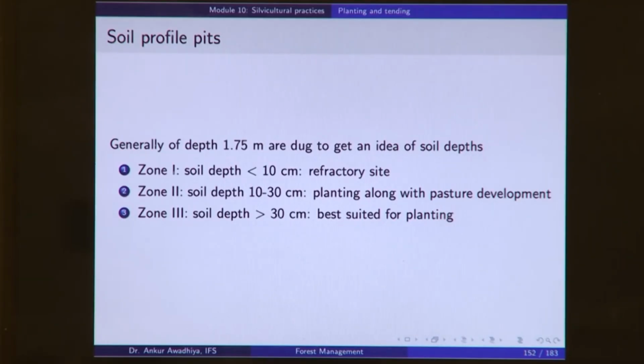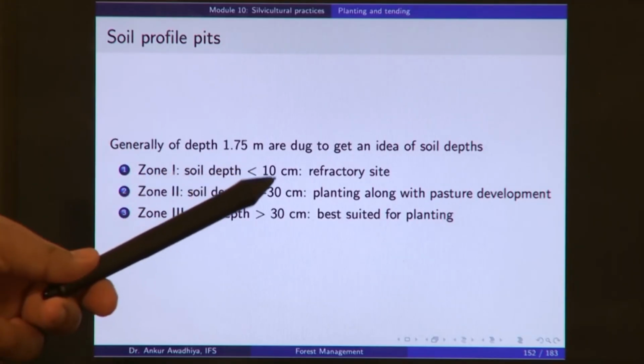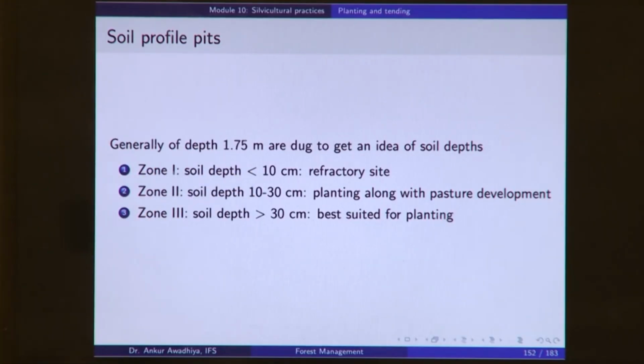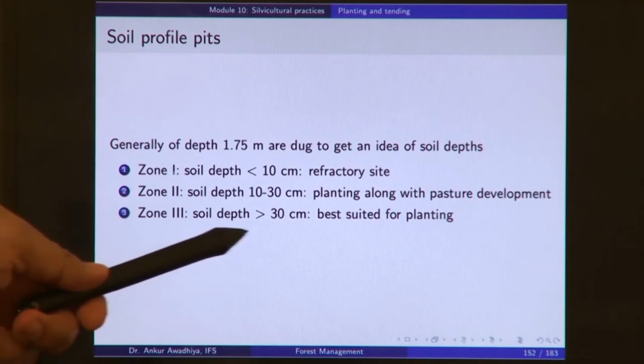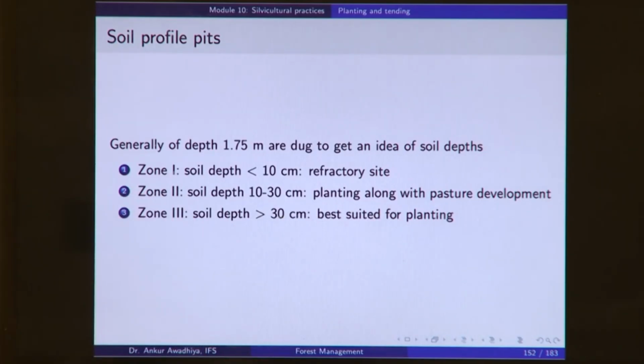The second zone is where the soil depth is 10 to 30 centimeters. 10 to 30 centimeters is a depth which is not an optimal depth for most trees, but yes, some trees can be planted, but primarily this area should be used as a pasture land. So, basically you will be planting grass slips and also some plants, because there is a good chance that the tree species that you plant in this area might die off. And the third zone is where the soil depth is greater than 30 centimeters, and these are the areas that are best suited for planting.